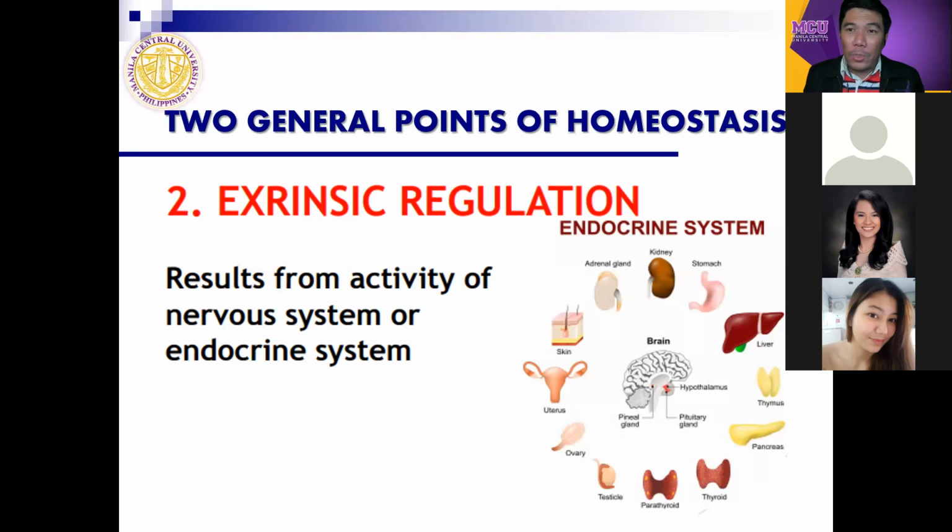If we say a stimulus, it is a factor that may cause the response. Extrinsic regulation results from the activity of the nervous system and the endocrine system. Example, during menstruation, let's proceed with the endocrine system.